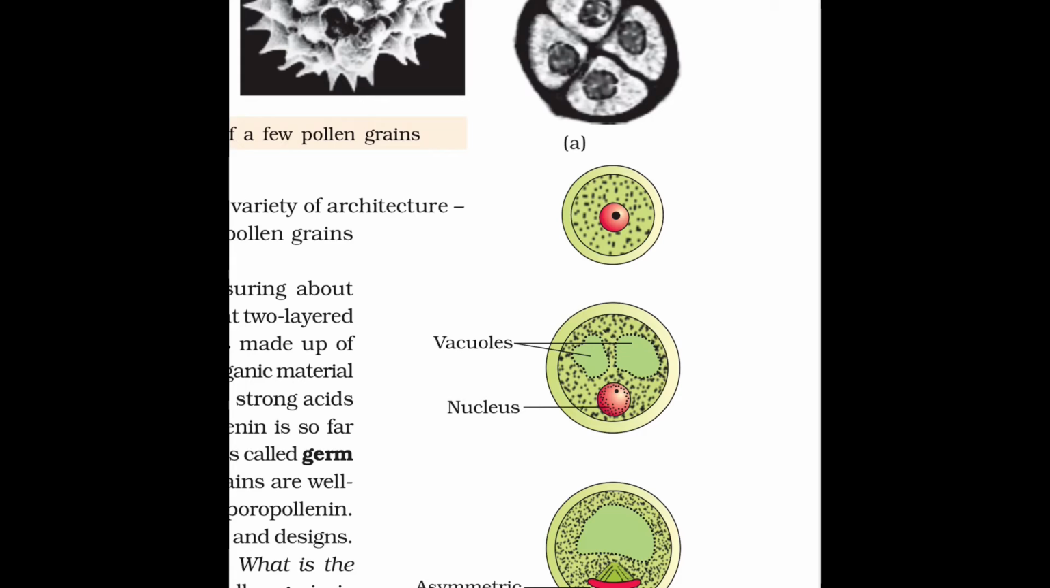But in some places this sporopollenin is not present, and that will be called a germ pore. Why is this called a germ pore? Because from these pores, the formation of the germ tube or germination of the pollen grain will start, and the pollen tube will emerge out from these germ pores.